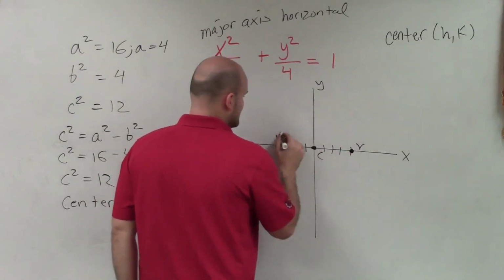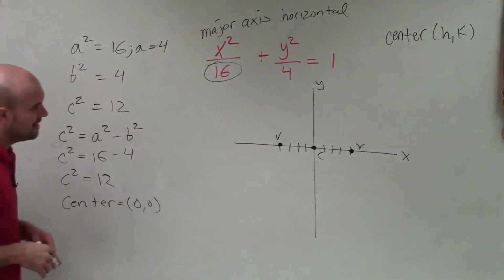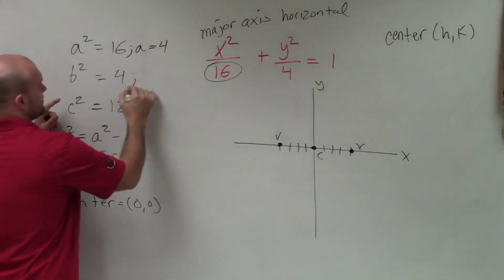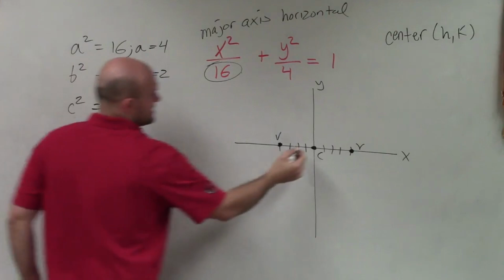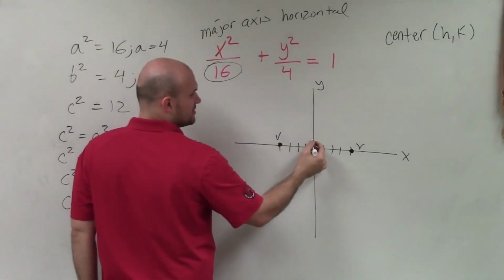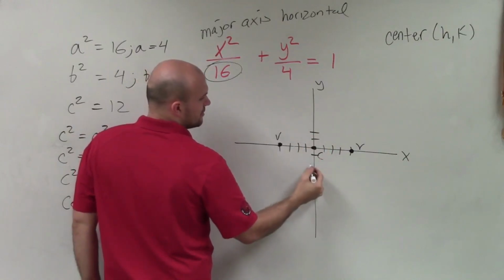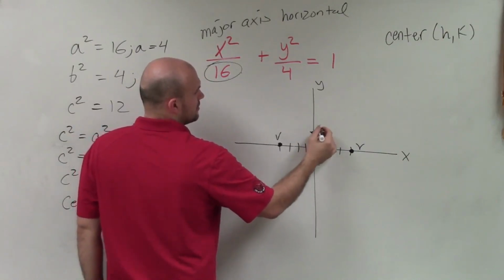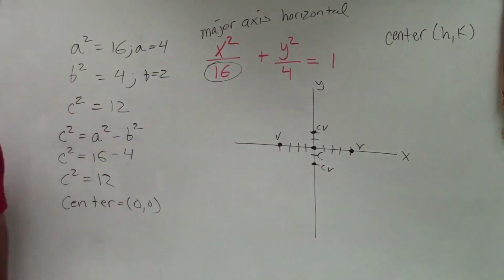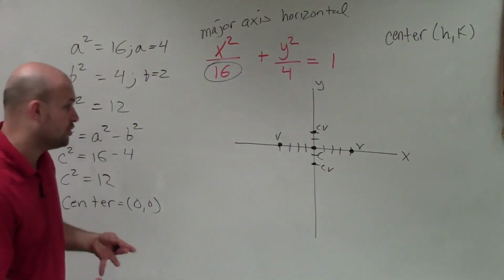So those are my vertices. Now, I didn't state what the co-vertices are, but the co-vertices would be a distance of b. So b equals 2. So that's going to be the opposite direction, which would make my minor axis, which is vertical. And I didn't say to go and find them, but that's one thing. Those are what we call our co-vertices.